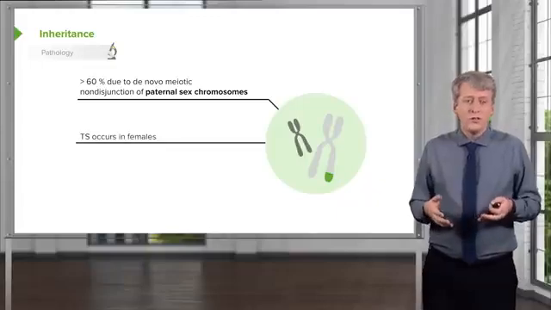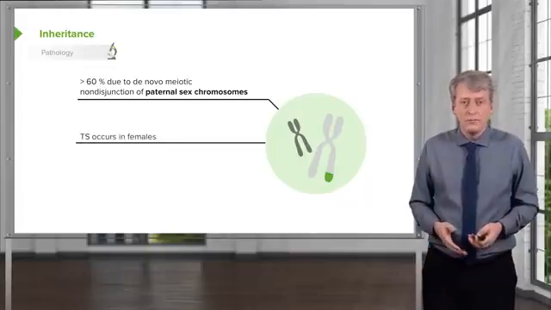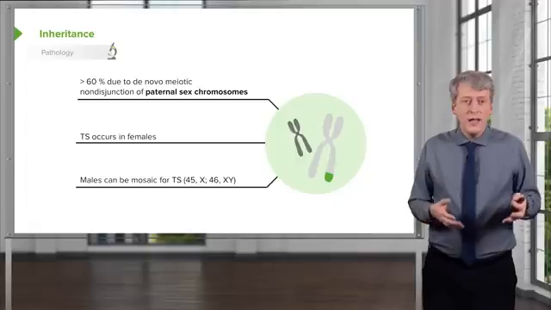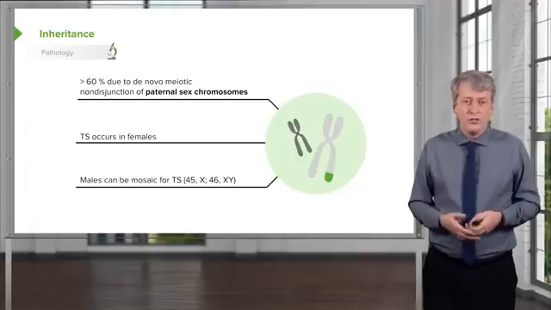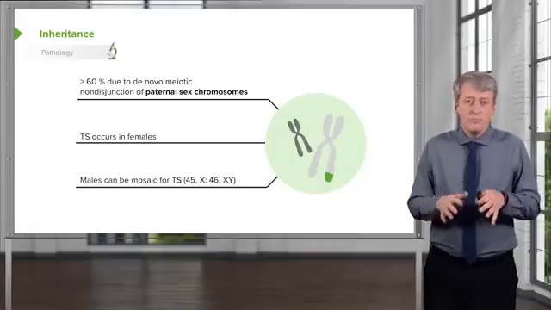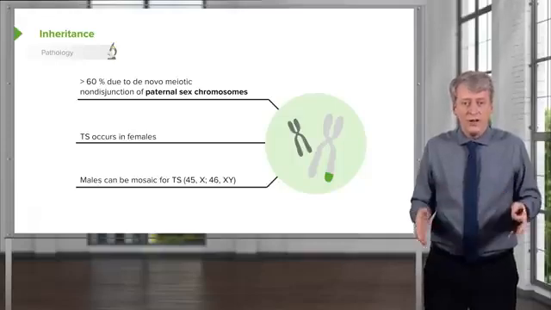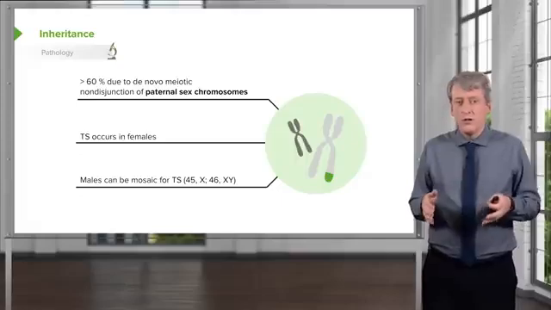Turner syndrome occurs essentially only in females. Males can be mosaic for Turner syndrome. This is rare, but it can happen, where a male has some cells that are 45X and other cells that are 46XY.